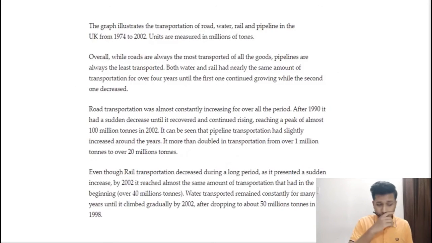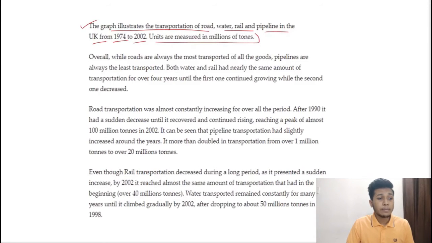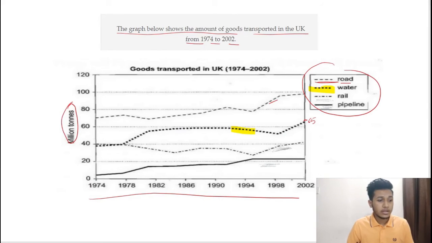Now let's see what I wrote in the essay. The introduction is: the graph illustrates the transportation by road, water, railway, and pipeline in the UK from 1974 to 2002. Units are all measured in millions of tons. See, in the introduction what I wrote about the x-axis and y-axis: in the x-axis we see years, and in the y-axis we see millions of tons.